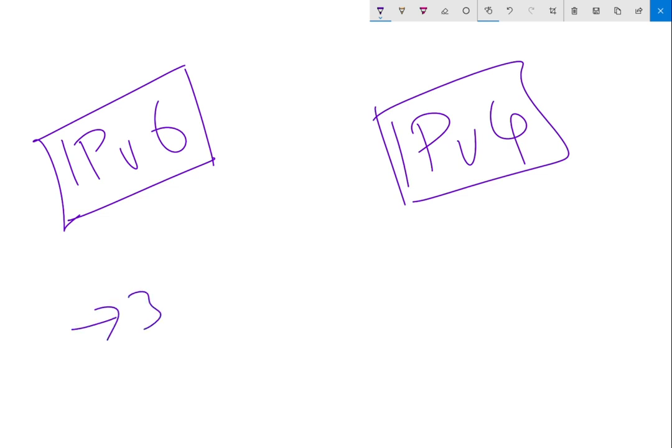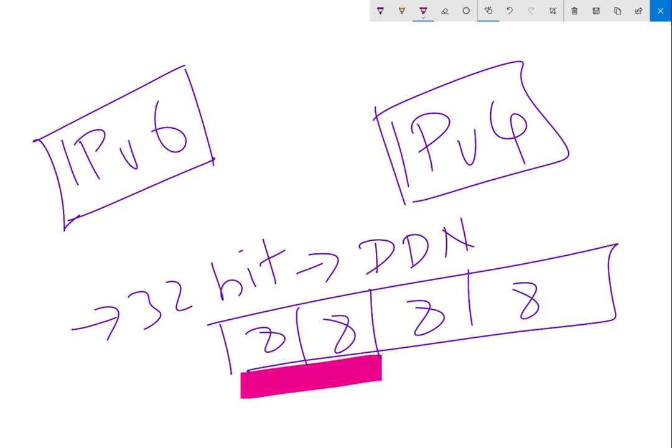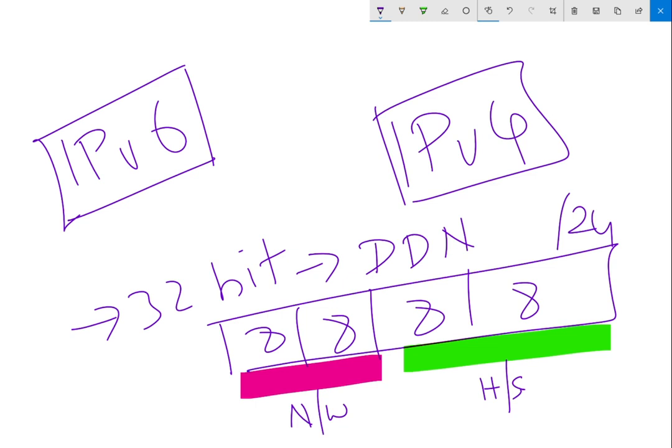IP version 4 is a 32-bit address scheme with decimal dotted notation, which is divided into 4 octets. Each octet has 8 bits, and they carry two types of information. One is the network part, and the other is the host part. So it has the network details and the host details.